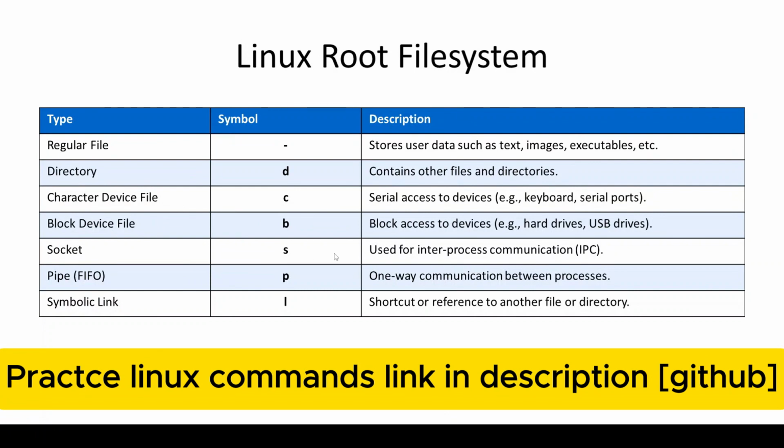This is the socket, used for inter-process communication, either within the PC. If it is in another PC, that is called networking, but still it is inter-process communication. FIFO, first in first out, is a pipe. It is one-way communication between processes and starts with P. A symbolic link is nothing but a shortcut or reference to another file or directory. It starts with L. We will see these things in Linux.